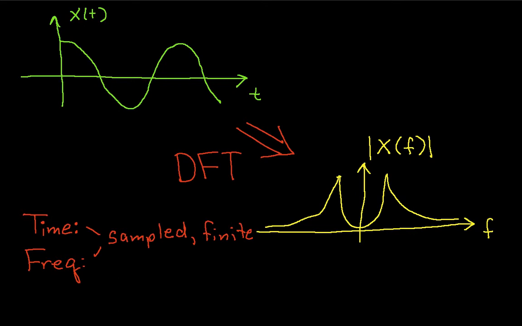So let's illustrate this process by actually sampling our time waveform. And hopefully these samples are evenly spaced. When we do the DFT, this will give us samples in the frequency domain that correspond to the spectrum of our signal. Okay, you'll notice I have a finite number of samples, both in the frequency domain and in the time domain.